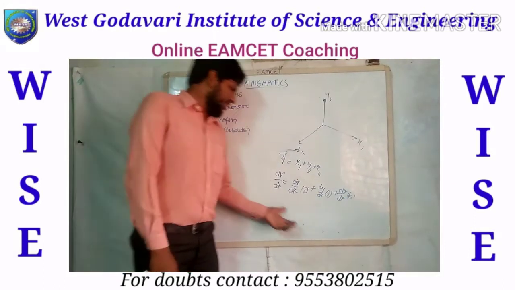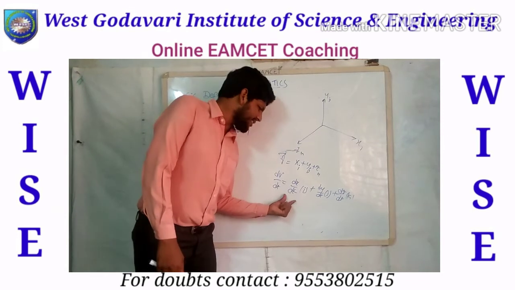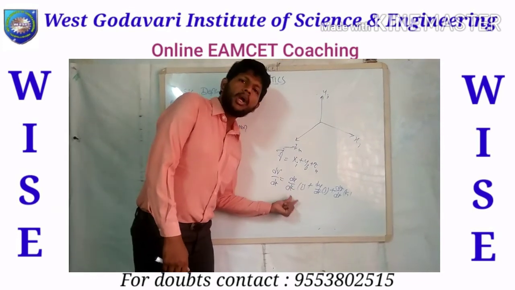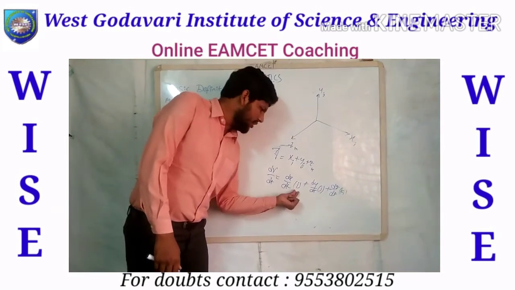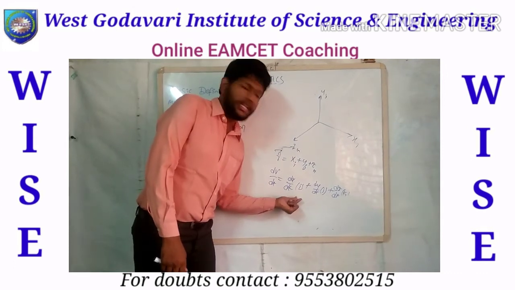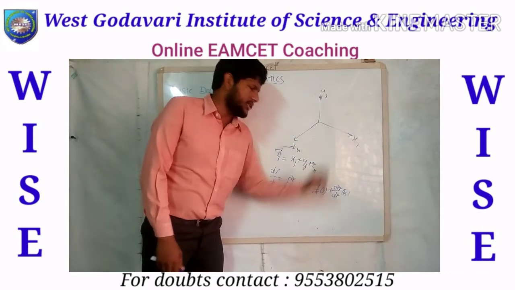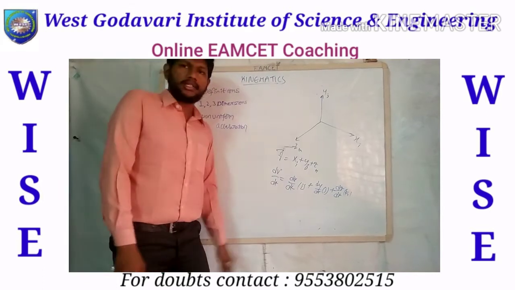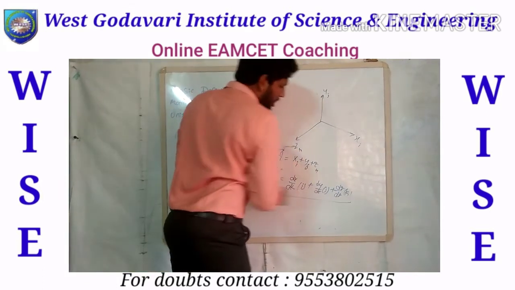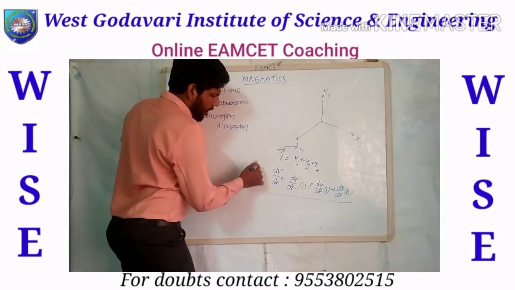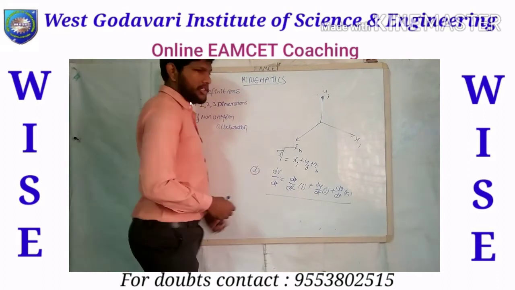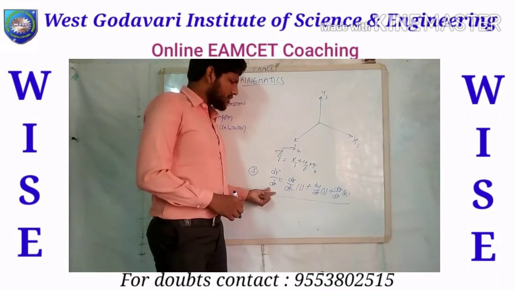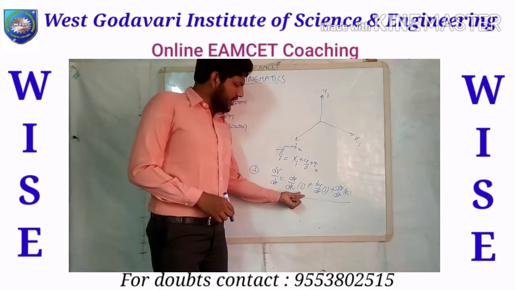So if you consider this as the velocity, dx by dt is the component of velocity in the i direction, and similarly in the j direction and the k direction. This is the equation for a 3-dimensional object, motion in 3 dimensions. This is the component of motion and i is the direction of motion.